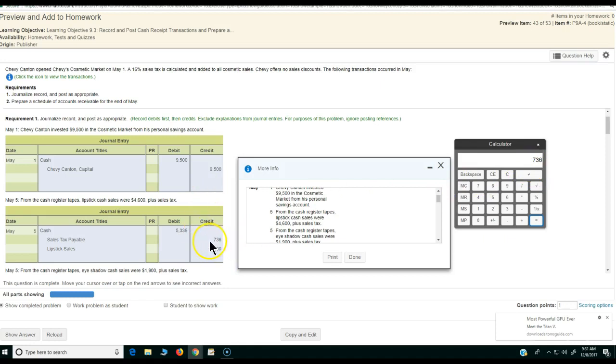Now, the $736 is included or added to the 4,600. The 4,600 is the revenue. The other 736 is owed to the state, but we're holding all the money. 5336 is the money that we hold, of which we earned 4,600, and the other 736 is a liability that needs to be paid to the state government.